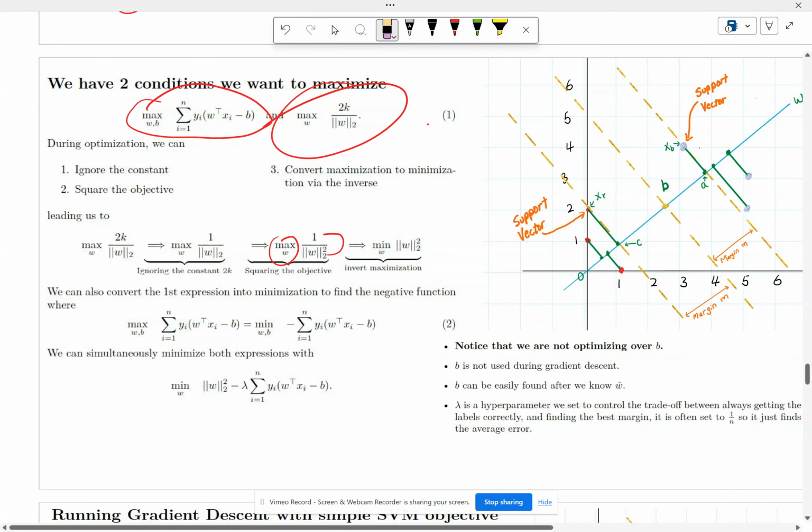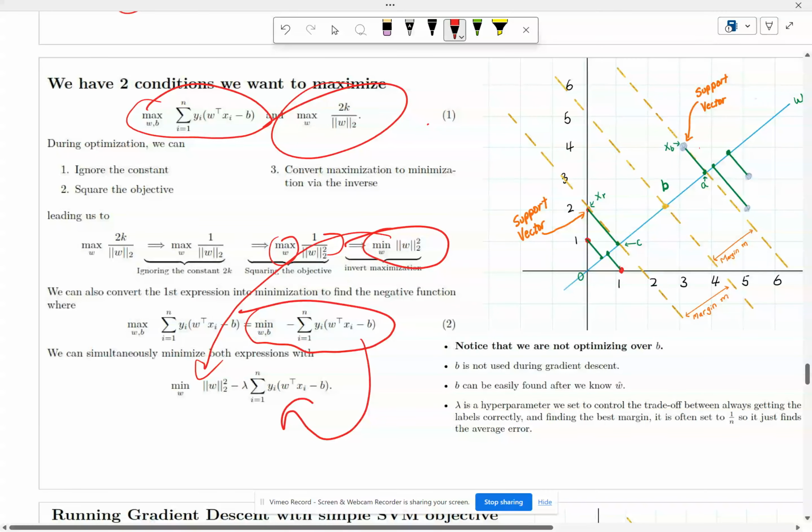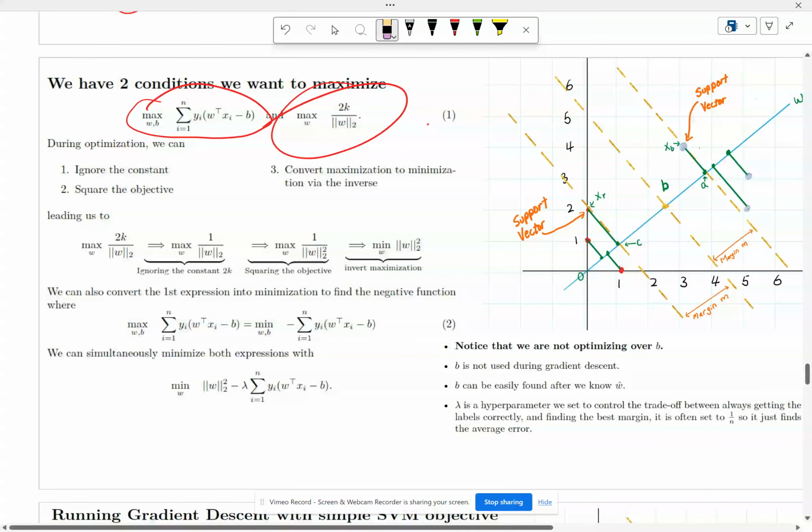So now we have a situation where we are trying to minimize instead of maximize both objectives. And we can essentially minimize both of them simultaneously by putting this here and here. So the combination of the two of them we want to minimize. Now, over here, I told you previously, we don't really have to worry about B. As you'll see in a little bit, B is actually going to get canceled out when you do gradient descent. So you don't even need B. But B can be easily found once we know W hat. Okay, so we can find this afterwards.